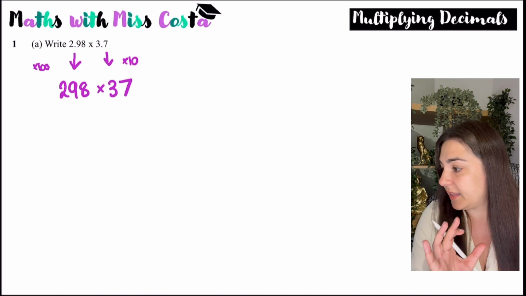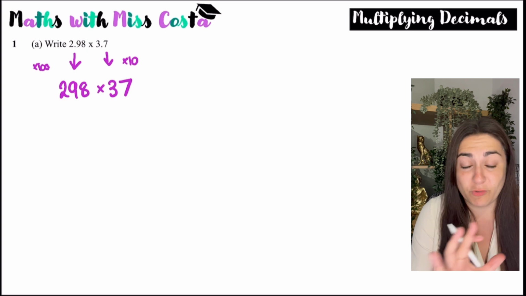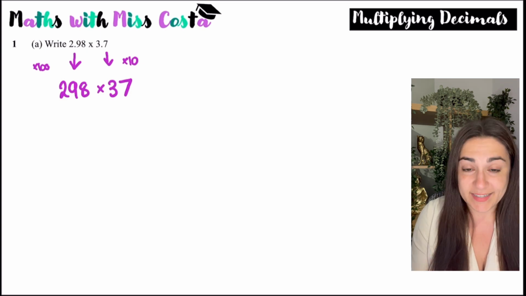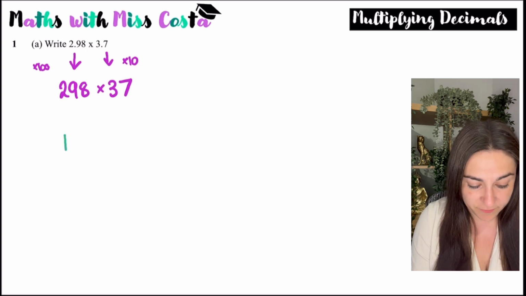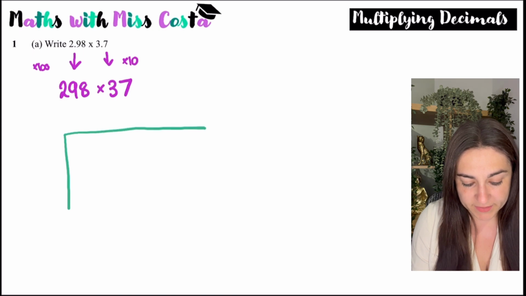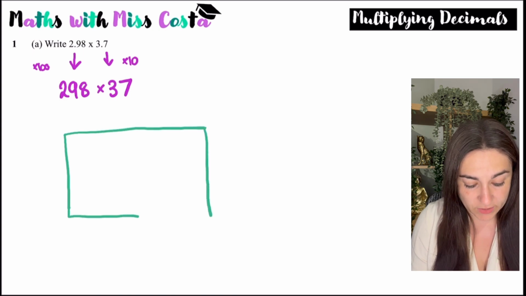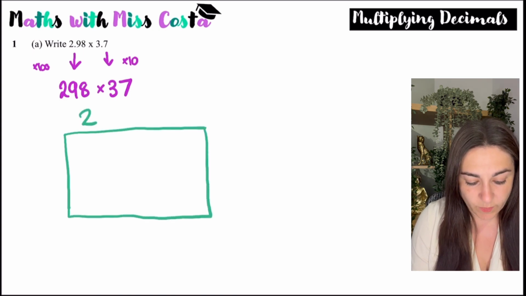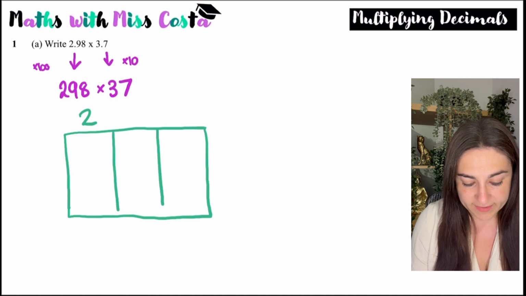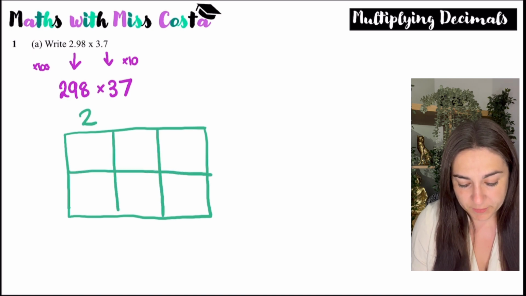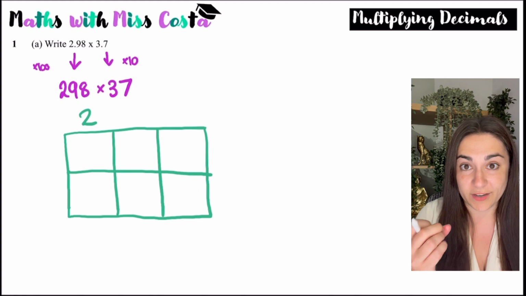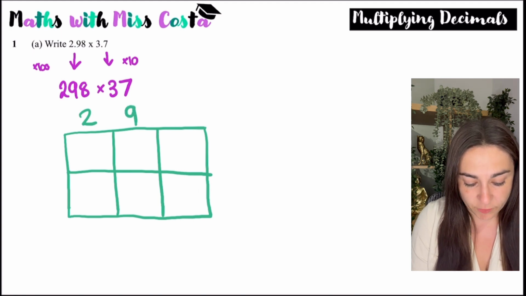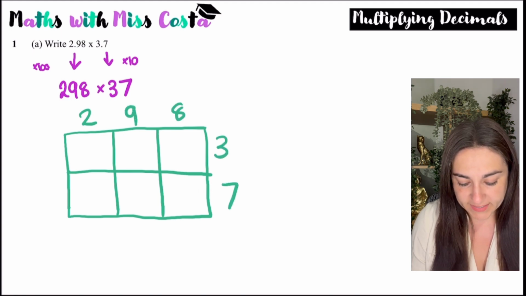You can use the grid method, you can use the lattice method, you can use whatever you want. I prefer Napier's bones, I just think it's fun. But you choose whichever way you want. So the way we do Napier's bones is it's a 3-digit by 2-digit number. I'm going to multiply, so therefore I create a 3 by 2-digit box. So I've got 298 multiplied by 37.